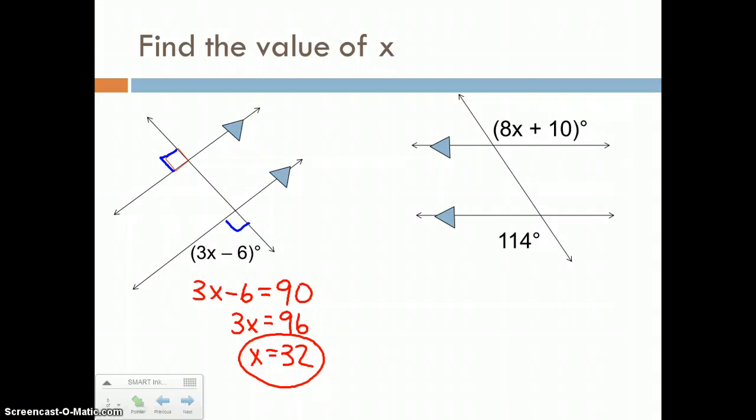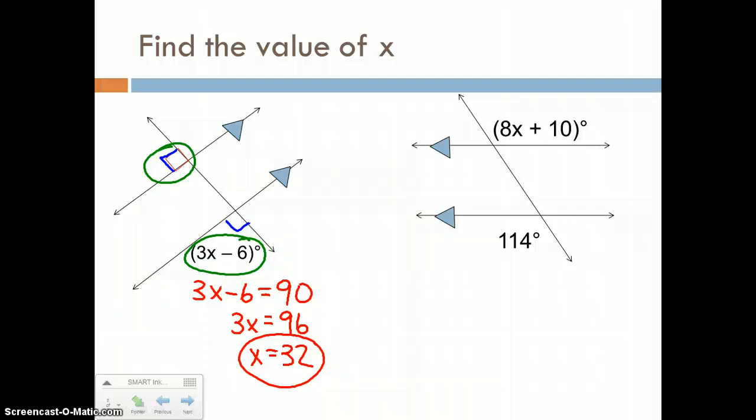Now, sticking with that same problem, you'll notice that those two angles, the original 90-degree angle and the 3x minus 6, are not one of the pairs that we've studied. They're not corresponding, they're not alternate interior, they're not alternate exterior, they're not consecutive interior. They're on the same side, but they're exterior. Some people might call them consecutive exterior, but that's not really correct. So we did not know initially what their relationship was, but since we had a right angle, we know that they're all right angles.